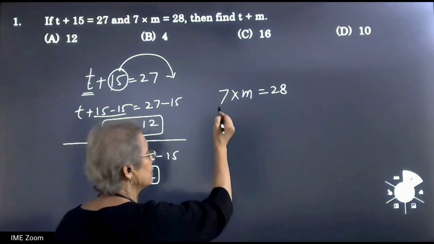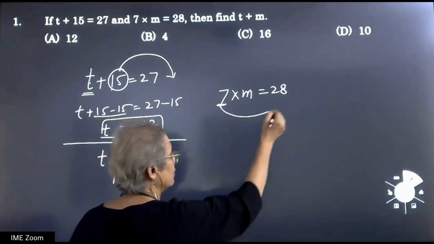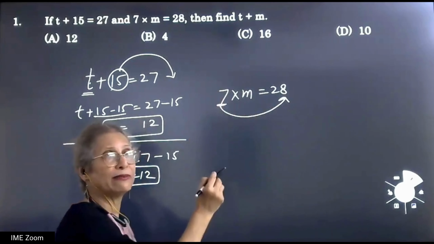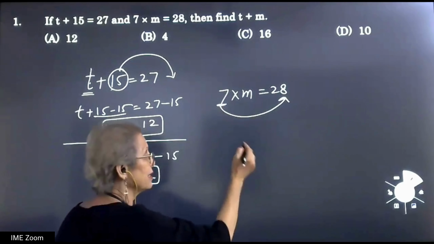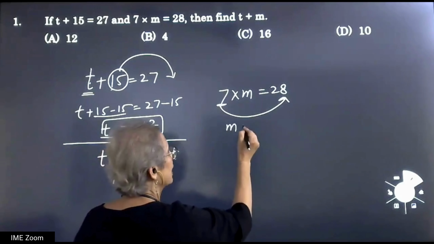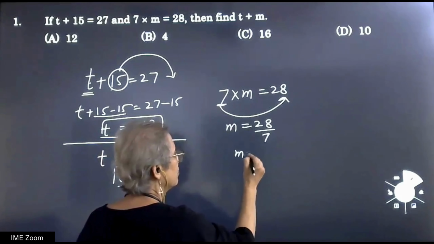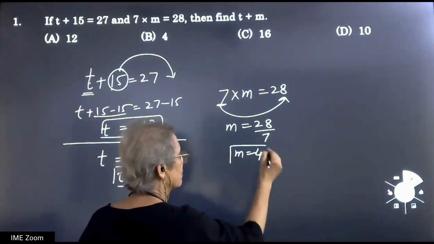So what to do? We have to remove this 7. We have to take 7 on the other side. Here on this side, it is multiplied with M. So if you take it on the other side, it will be divided by. So M is equal to 28 upon 7. And therefore M is equal to 4.